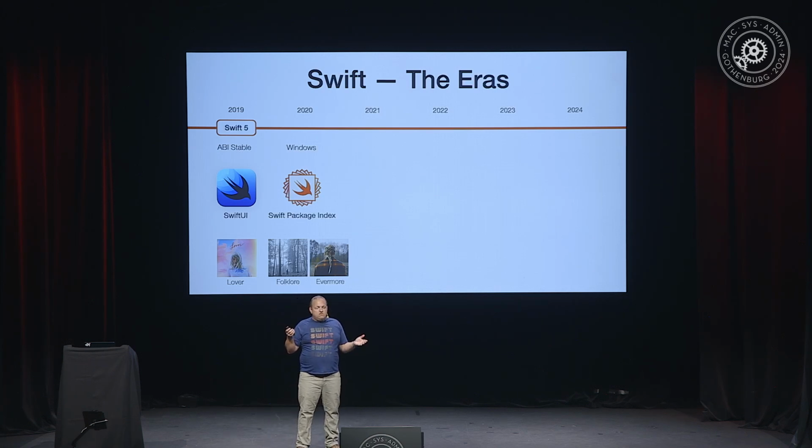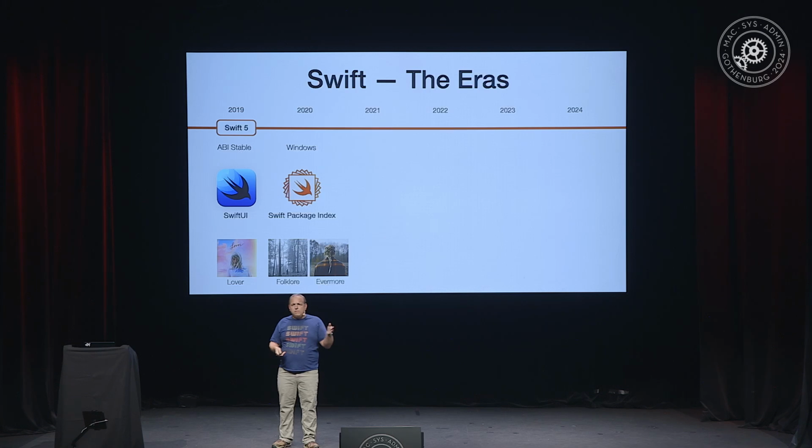But we still got changes. Swift 5 brought SwiftUI. Apple introduced SwiftUI, the user interface framework for Swift. Up until then, you had to use AppKit or UIKit. Now you got a native UI. And there's a reason Apple waited for Swift 5 to introduce this.